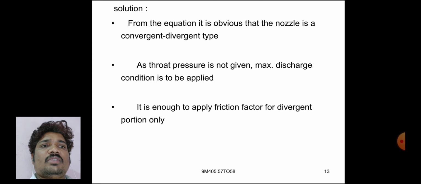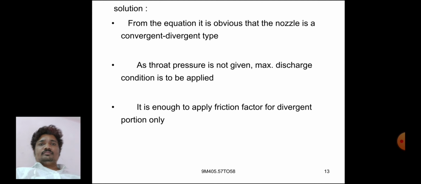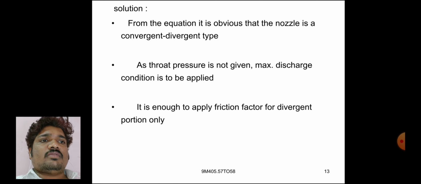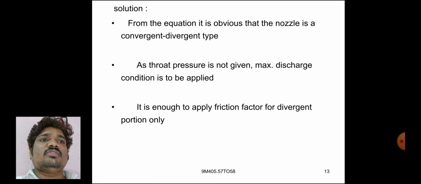It is enough to apply the friction factor for the divergent portion only. This is the solution of the second problem. From the equation it is obvious that the nozzle is a convergent divergent type. As throat pressure is not given, the maximum discharge condition is to be applied. It is enough to apply the friction factor for the divergent portion only.